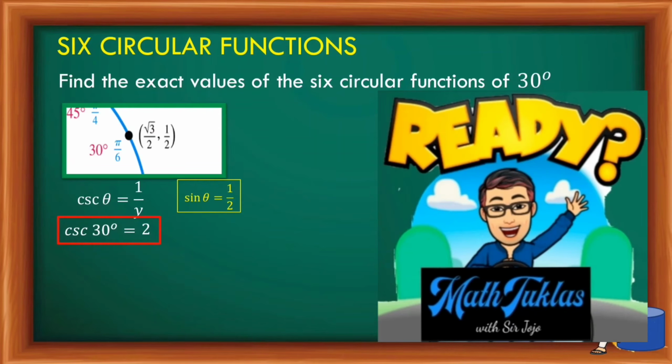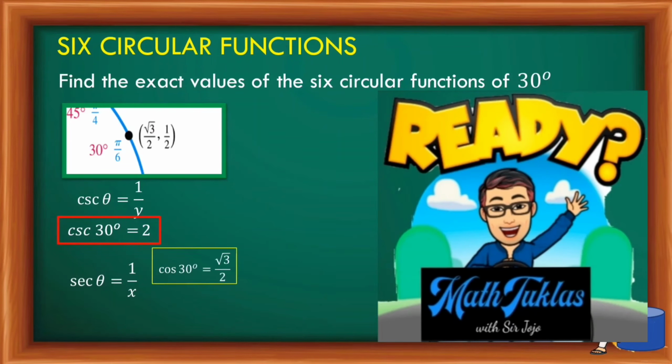Okay, how about this time? Secant theta. So, ang secant theta ay opposite naman ng tinatawag natin cosine theta which is x. Ang sagot natin kanina sa cosine theta ay square root of 3 over 2 kasi siya yung value ng x. So, ibig sabihin, para makuha natin ang secant 30 degrees, kukunin natin ang reciprocal noon. At ang reciprocal ay 2 over square root of 3. So, therefore, secant 30 degrees is equal to 2 over square root of 3.